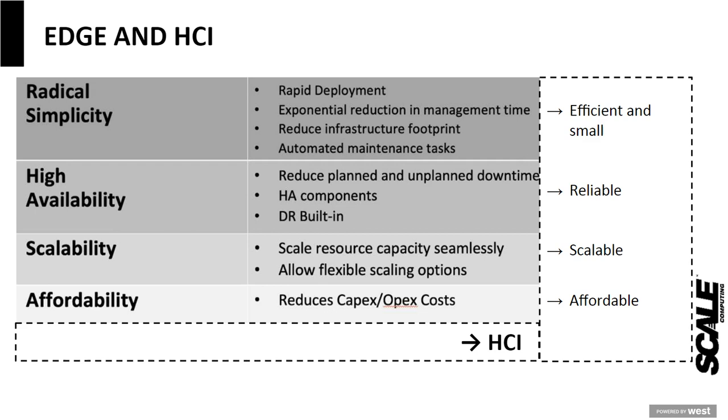Streamline your deployment time, simplify how much time you're spending in managing it. Obviously, you have a much smaller infrastructure footprint, lower costs, lower powering costs, and automating a lot of the maintenance that you normally would have to do. Those are things you have to do to get into a small form factor. And you have to have reliability. You have to have high availability.